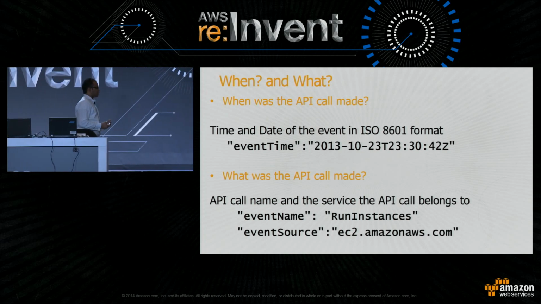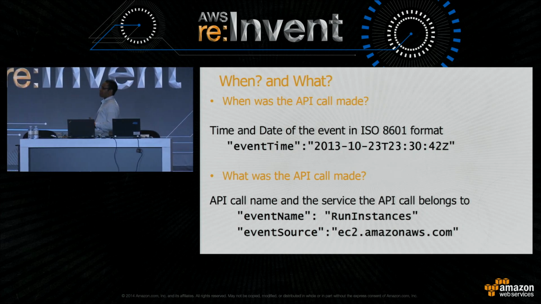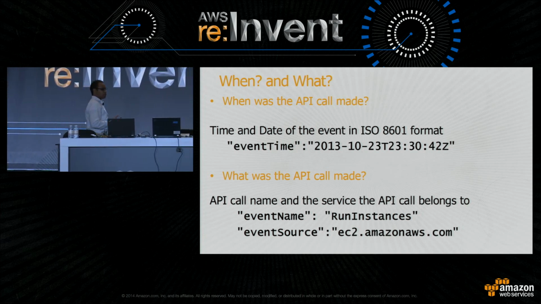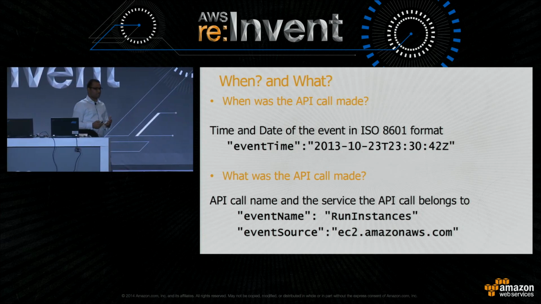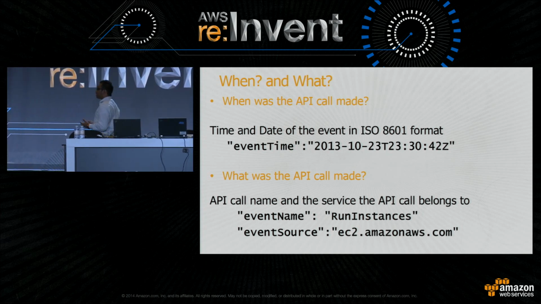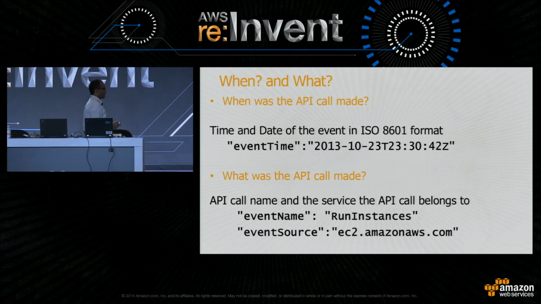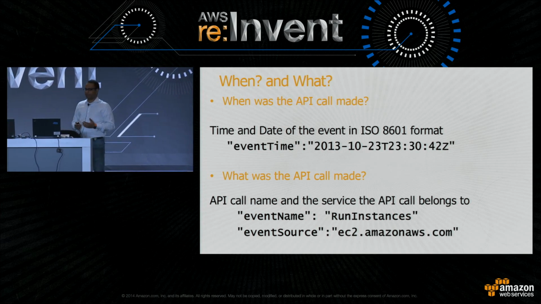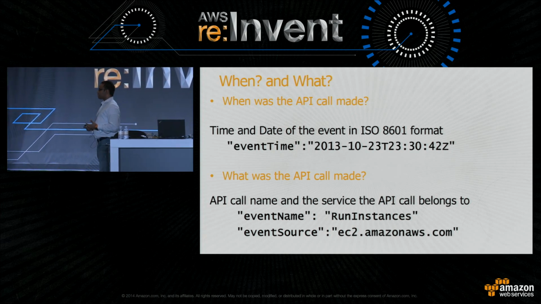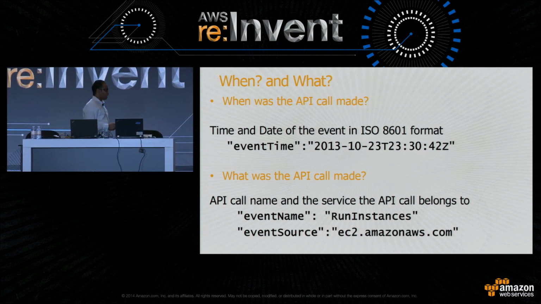So when and what? When you look at the event time, it is recorded in ISO 8601 format so that it is well understood and unambiguous, so that any systems that are processing these events do not have any time-related issues. What was the API call made? So is it a run instances call, or is it a terminate instances call, or any other API that is recorded? We'll have the event name in there. And these are all high-level fields that help you answer these questions. And then you will also have the event source, which is the particular service the API call belongs to.